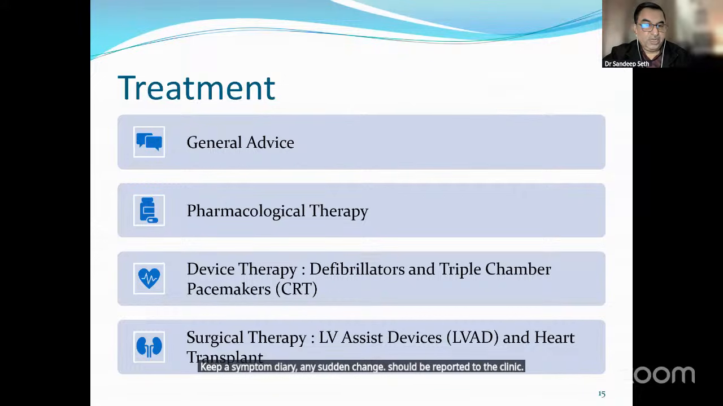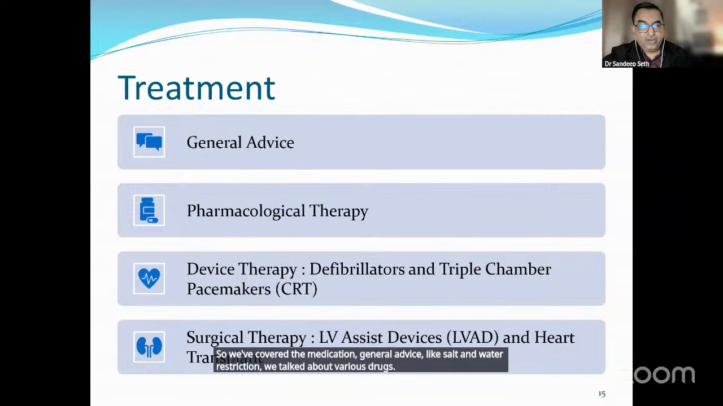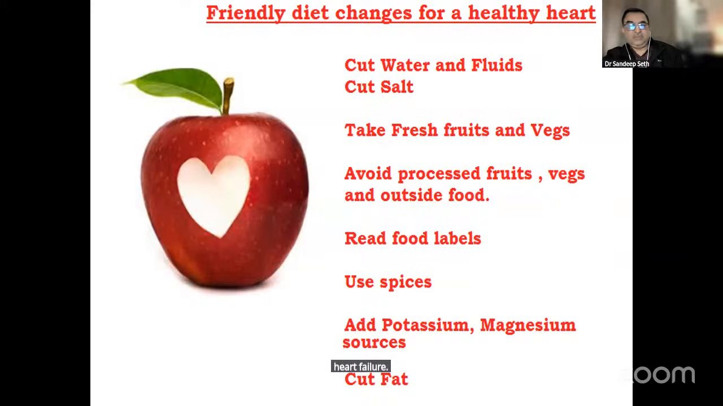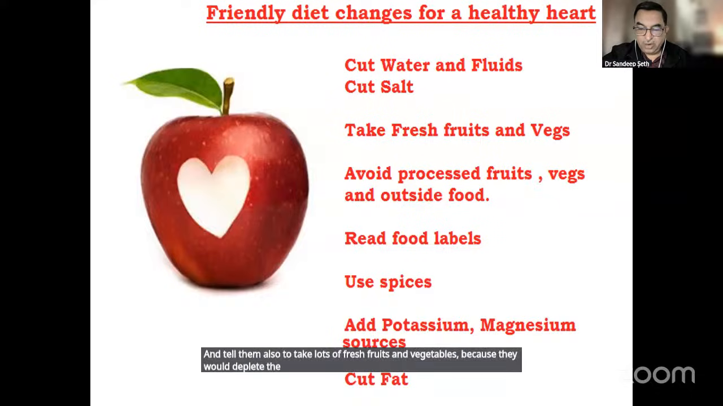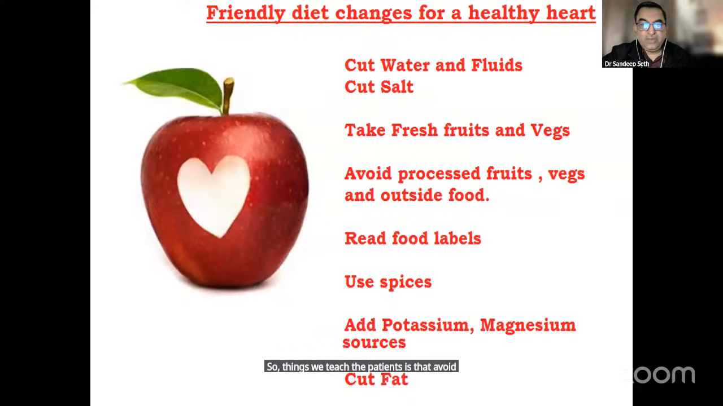So we've covered the medication, general advice like salt and water restriction. We talked about various drugs for heart failure management, various devices like defibrillators, CRT devices, and finally, LVAD devices in heart failure. Just to re-emphasize something we've discussed already, encourage the patient to reduce water and salt, and tell them also to take lots of fresh fruits and vegetables because they will replenish the minerals which are being lost due to diuretics. Some of the things we teach the patients is to avoid processed food, avoid processed vegetables from outside. Read the food label, because some processed food have already high levels of salt in it.